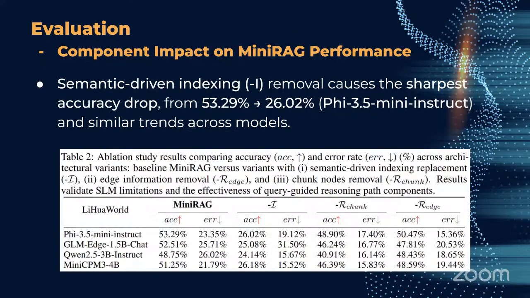So here we're showing how the accuracy and error rates were impacted when semantic-driven indexing removal was in effect. Semantic-driven indexing removal causes the sharpest accuracy drop, from 53.29% to 26.02%, if using the Phi 3.5 mini instruct model. And you can see similar trends across all of the models. Next slide, please.